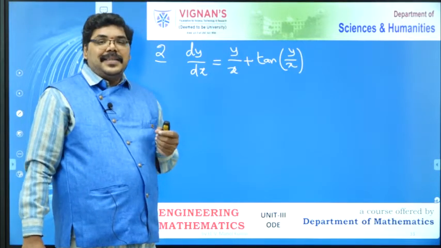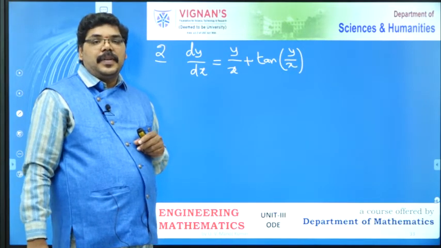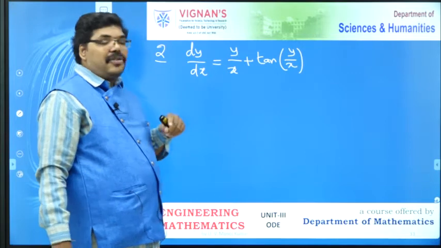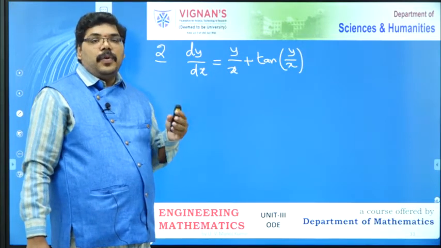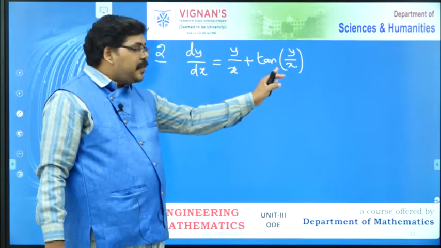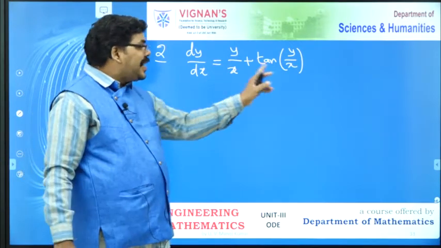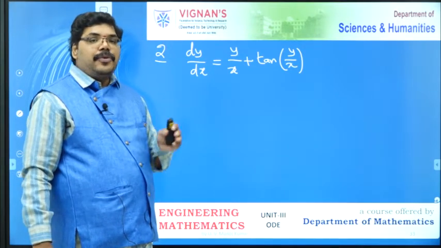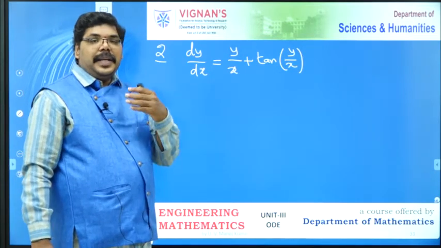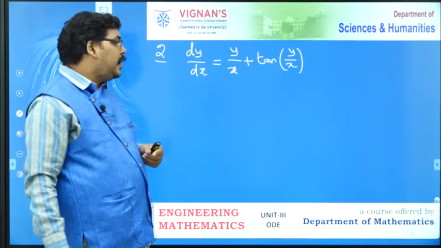Now, is this equation a homogeneous differential equation? How to decide whether it is homogeneous or not? It is not like the exact form we discussed, something by something, numerator by denominator. Some extra term is also there. If it is only y by x, homogeneous. But an extra term is added, tan y by x. How to decide whether tan y by x is homogeneous or not? So, I will give you a hint. Use that hint and verify. What is that hint?